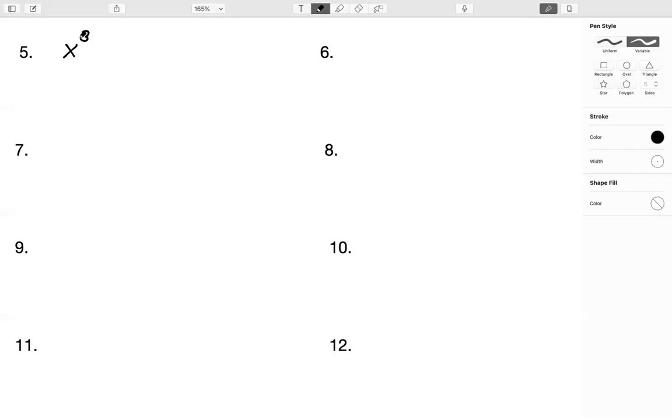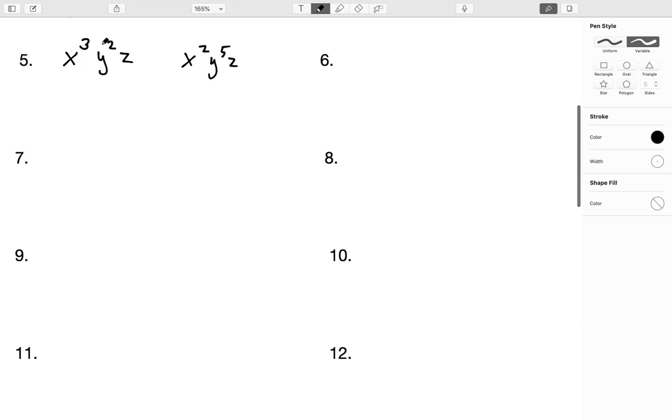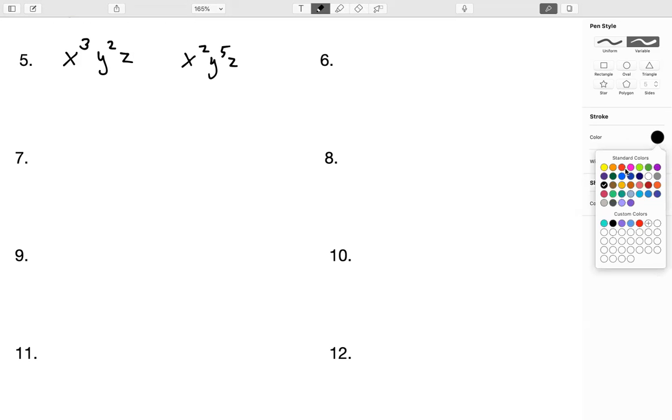x to the third, y squared, z. And x squared y to the fifth power z. It means we're multiplying together these variables, but this is a term and this is a term. How on earth do we find the GCF of these two things? Follow this method very carefully.